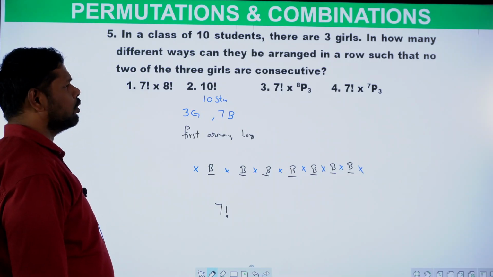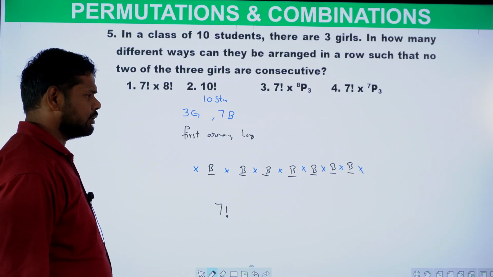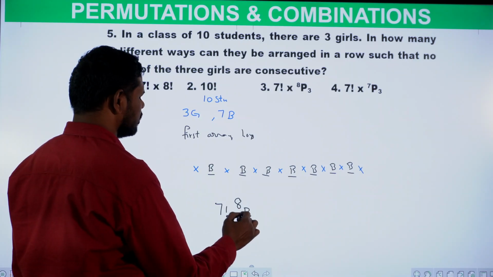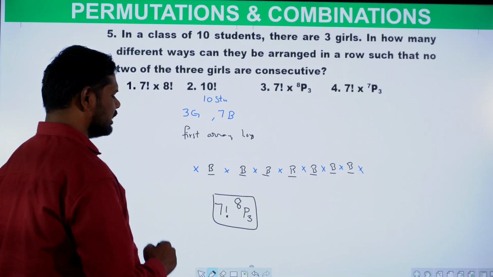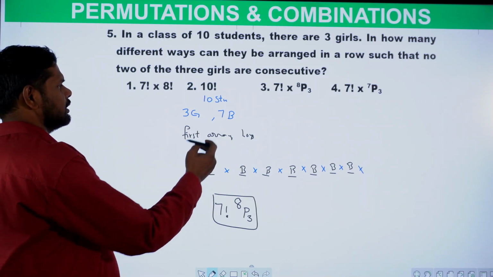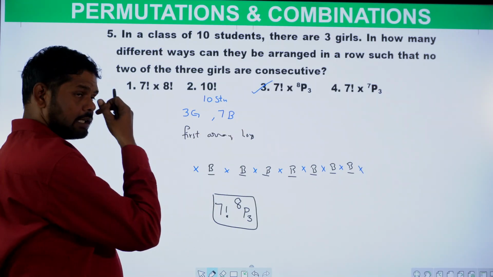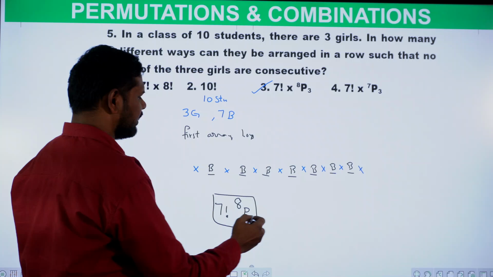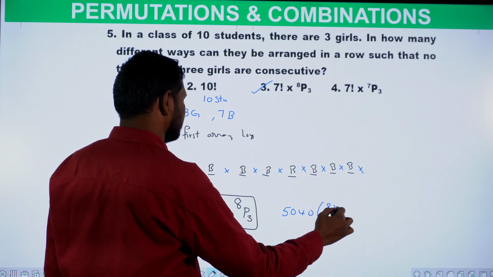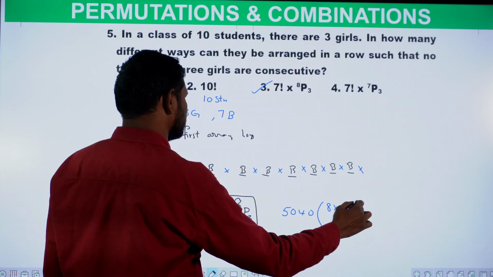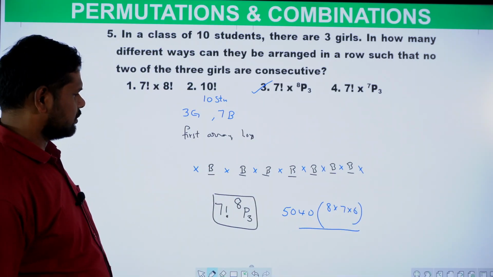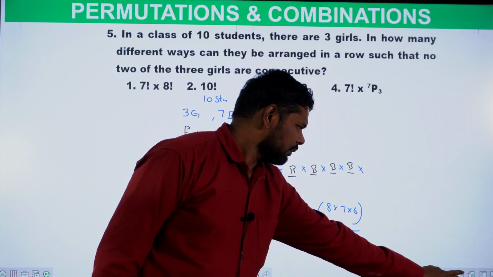They are asking about no two of the 3 girls being consecutive. So 8 gaps are there, 3 girls are there. How many ways can we arrange them? 7 factorial into 8P3 ways. That is the answer. The option is directly there. In simplification, 7 factorial is 5040. The 8P3 value is 8 into 7 into 6. By multiplication you get that answer. Right? Next one. Very simple question.